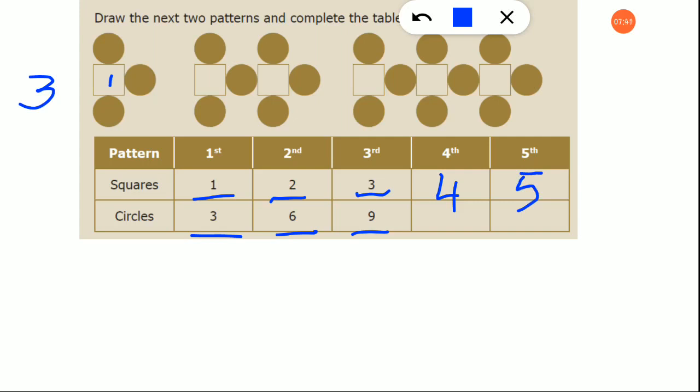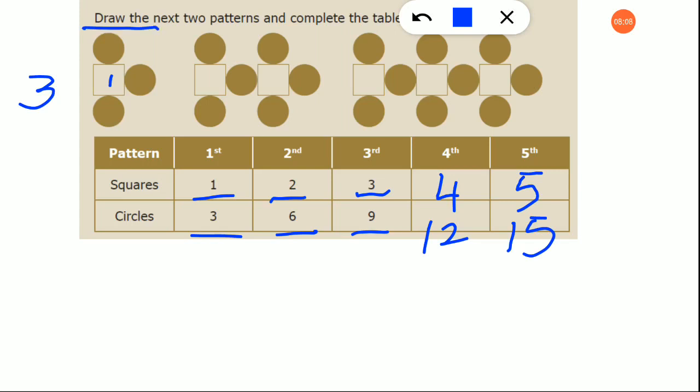And then the number of circles will also follow a pattern. First pattern has 3 circles and the second one has 6 and the next one has 9 circles. 3 tables are being used here, right? So after 9 what should come? It will be 12. And after 12 again plus 3 will give you 15. Now they are asking you to draw also.